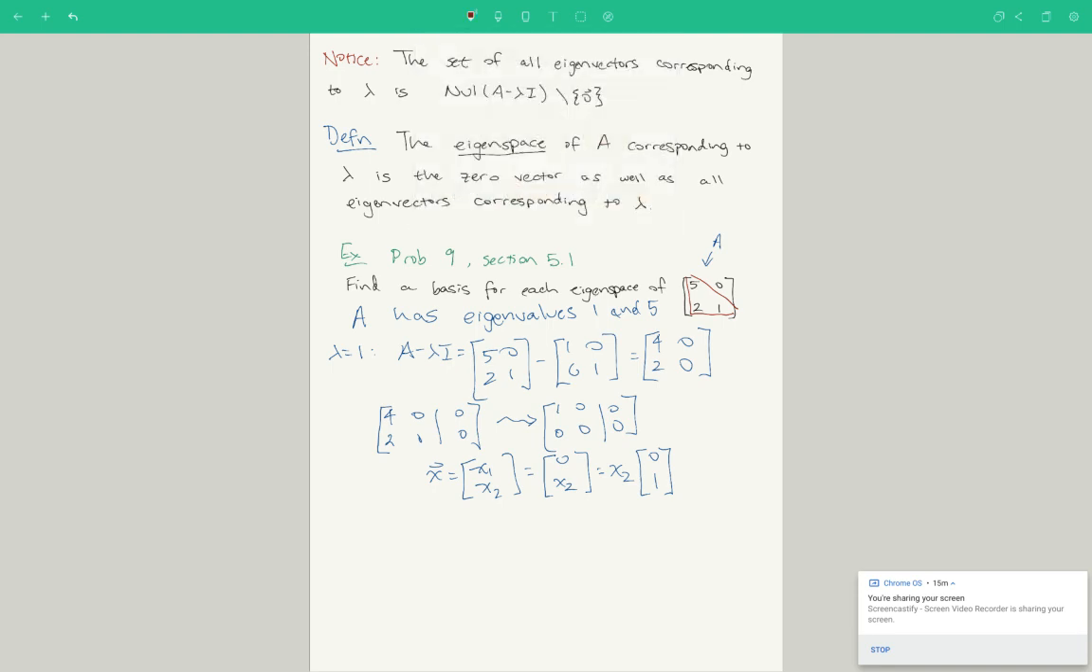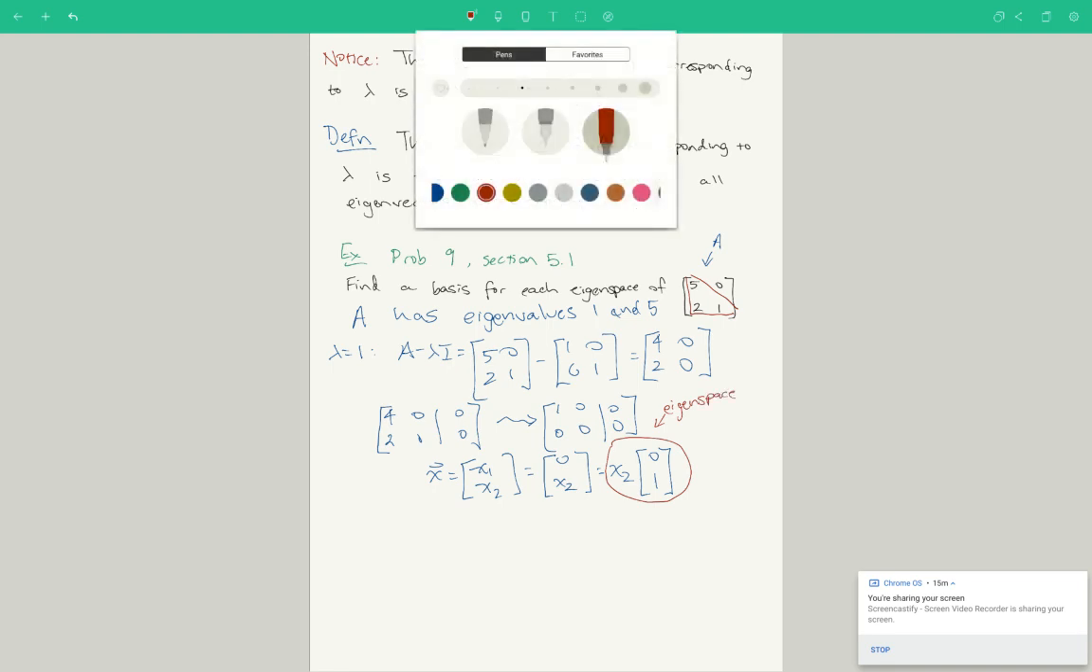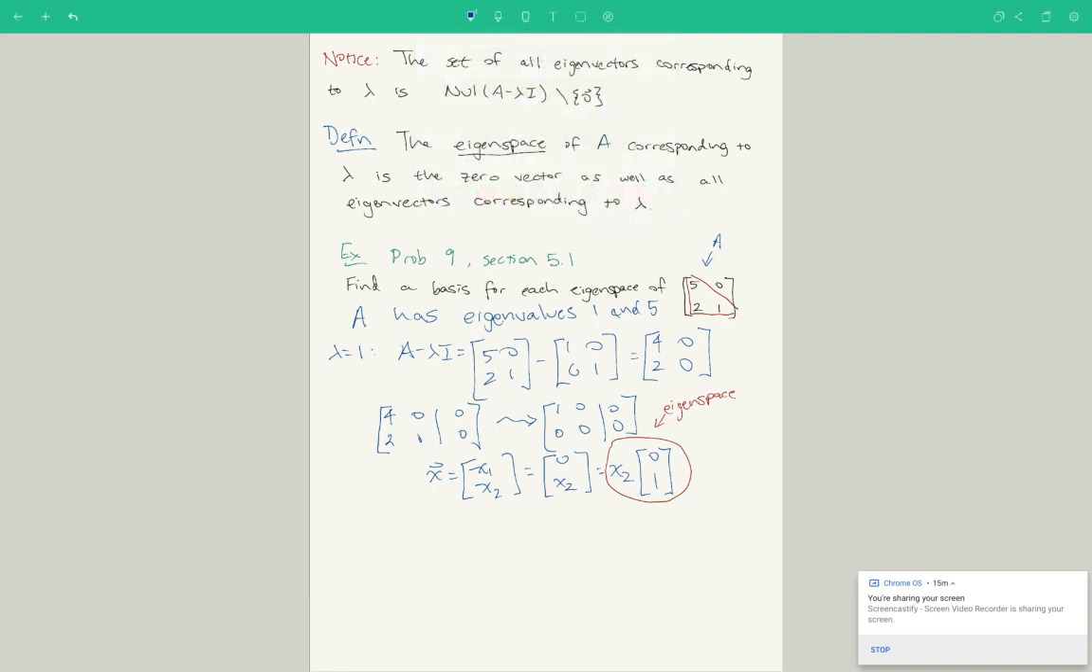And this infinite set of vectors is the eigenspace. So this is our null space of that A minus lambda I. This is called our eigenspace. If we want to find a basis for this eigenspace, then we do that just the same way we've been finding bases for null spaces all along, which is take out that 0, 1 vector. So that's our basis for our eigenspace.